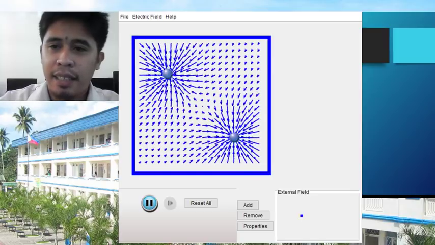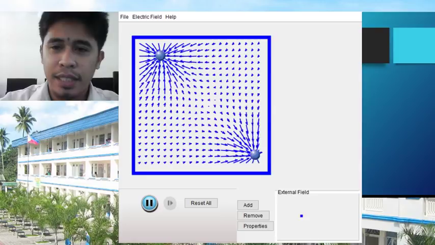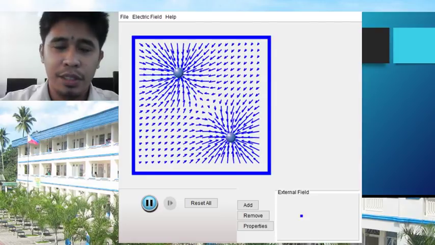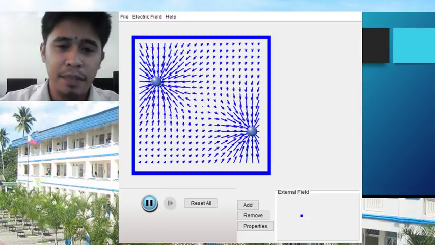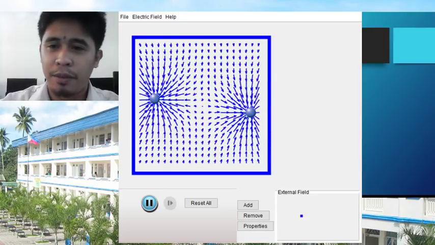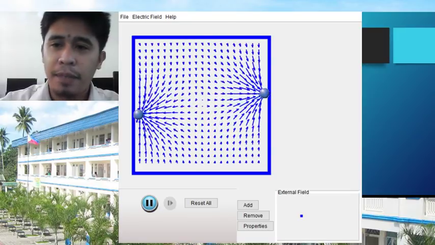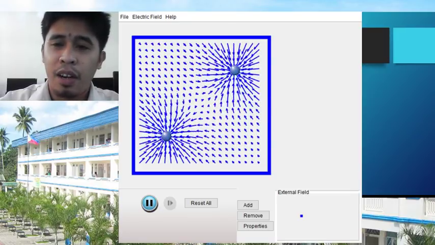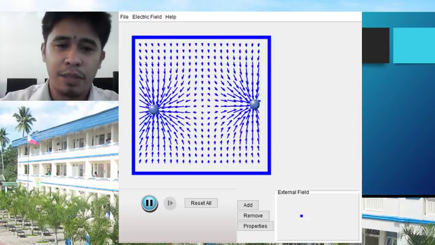As we add another negatively charged particle to the simulation, we notice that they do not attract each other, similar to the positively charged particles a while ago. This is because of the similar electric fields of the negative charges, which does not facilitate attraction.